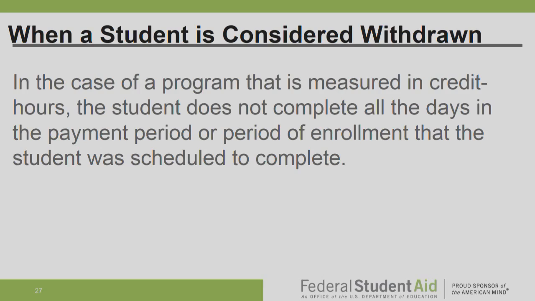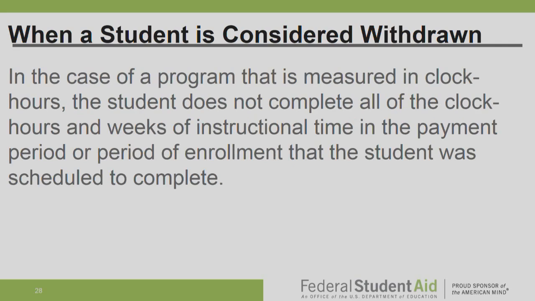First, let's talk about withdrawals. What is a withdrawal, right? And I know we're going to lay down some groundwork here. In the case of a program that is measured in credit hours, the student does not complete all the days in the payment period or period of enrollment that the school was scheduled to complete. So it's simple, right? The idea behind Title IV is my student earns aid through attendance, okay? So when they withdraw, they're no longer eligible for that full amount, and so we have to go ahead and do a calculation. So it's when they don't complete the number of days, they haven't earned all of that aid.